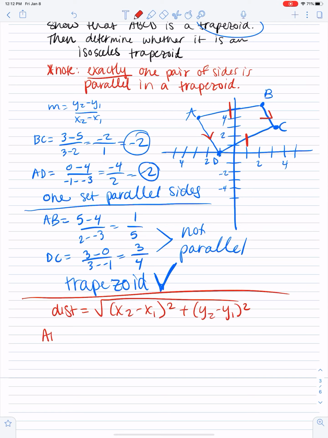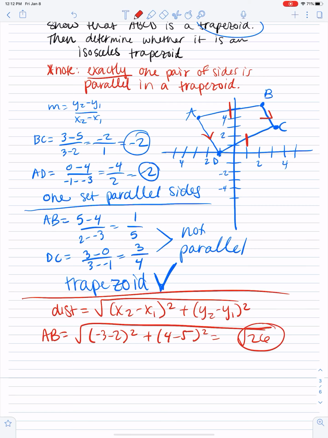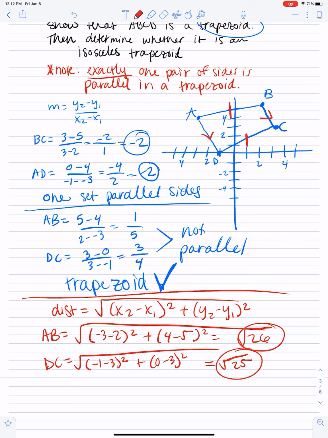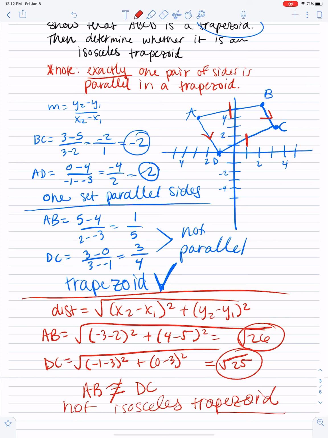So we're going to do the distance between AB, and that is negative 3 minus 2 squared. So the answer here is the square root of 26, okay? And then we're going to do the same for CD. And this is actually the square root of 25, and we can simplify that to 5, but basically we can look at these two square roots and see that they're not the same. So that means AB is not congruent to DC, which means this is not isosceles. But it is a trapezoid, it's just not isosceles. Okay?